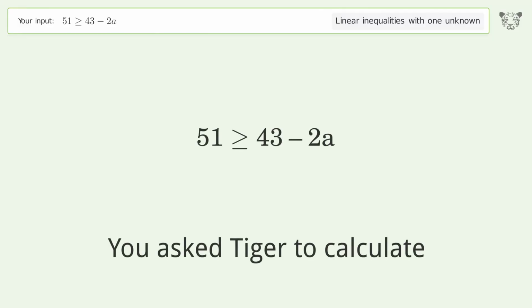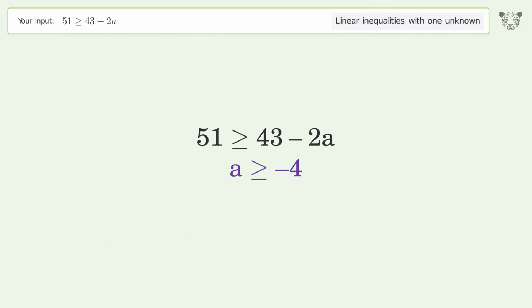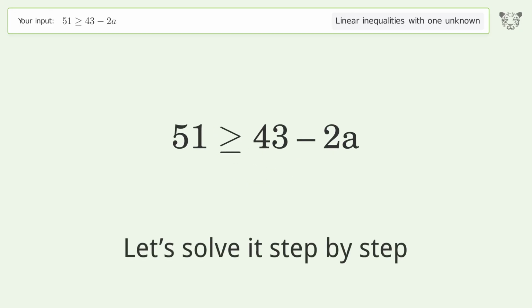You ask Tiger to calculate. This deals with linear inequalities with one unknown. The final result is a ≥ -4. Let's solve it step by step.